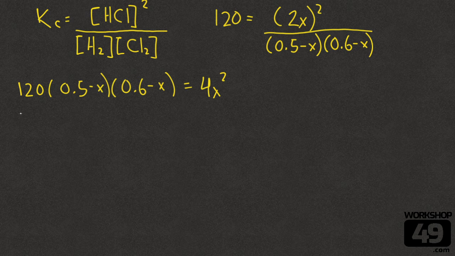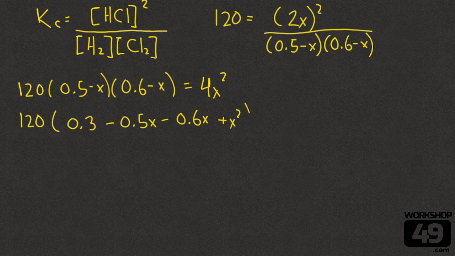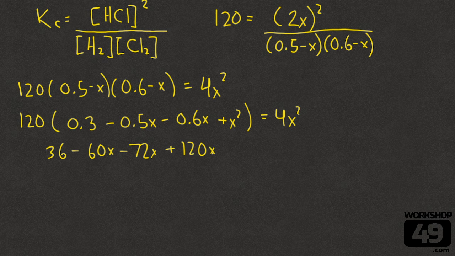I'm going to FOIL this out. 120 multiplied by, we do the first, outer, inner, last. We're doing equilibrium calculations. I believe that you can FOIL. And it's going to leave you with 0.3, subtract 0.5x, subtract 0.6x, plus x squared equals 4x squared. And now we're going to multiply that 120 in, and it's going to give us 36 minus 60x minus 72x plus 120x squared equals 4x squared.